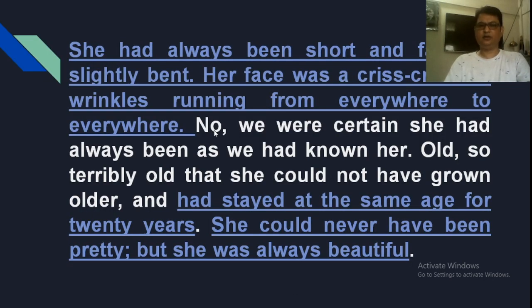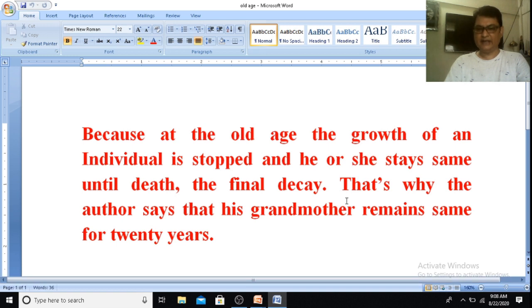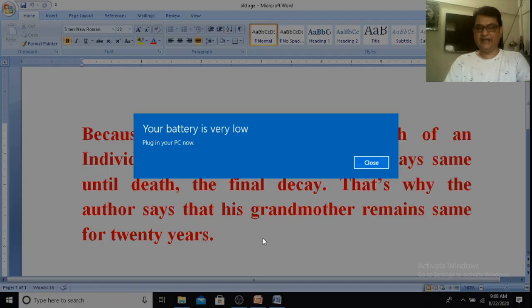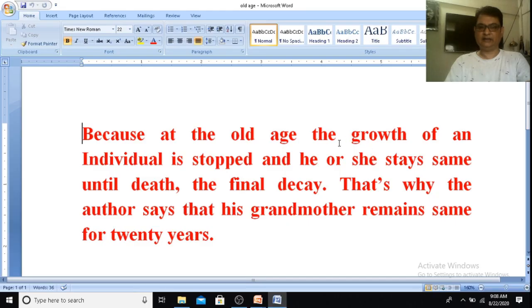Coming back to the text, we were certain she had always been as we had known her, old, so terribly old that she could not have grown older, and had stayed at the same age for 20 years. Now, how is it possible for a person to remain at the same age for 20 years? It is because in old age, the growth of an individual stops, and he or she stays the same until death, meaning the final decay. That's why the author says that his grandmother remained the same for 20 years.